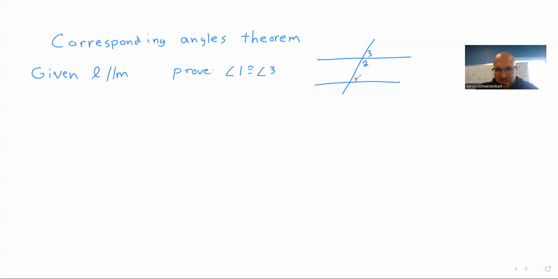Because corresponding angles are in the same spot on the parallel lines, just on a different line. 1 and 3 are both upper right. So, paragraph proof, I write a paragraph. I am given, and you can use math notation in there, that L is parallel to M. That's a sentence.